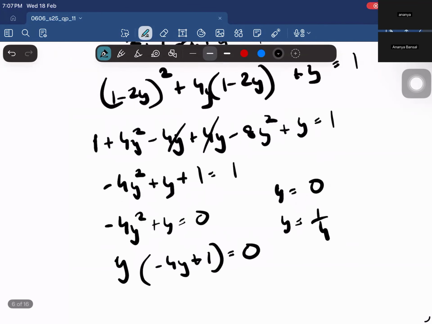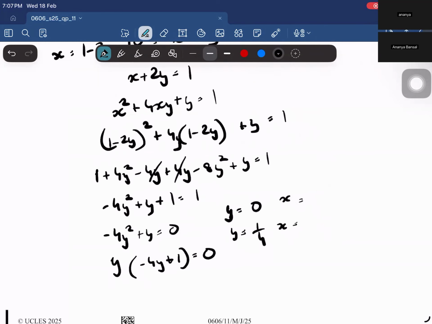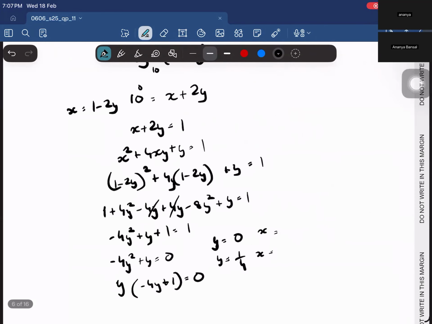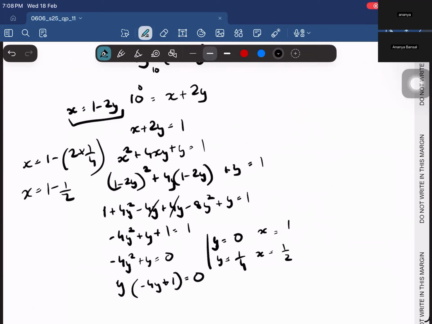And to find the complementing values of x, I'll just substitute these values into this equation here. So x is 1 when y is 0, and x equals 1 minus 2 times 1 over 4, which gives me x equals 1 minus half. So x is half when y is 1 over 4, and these are your answers.